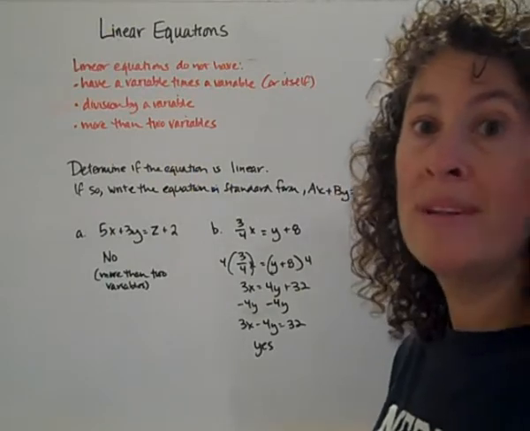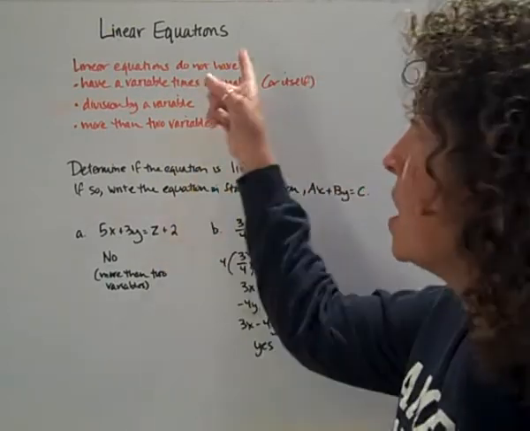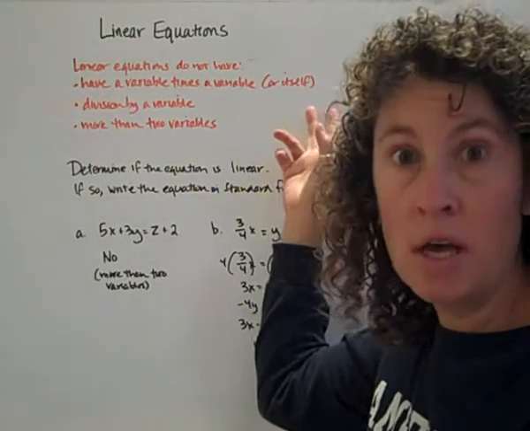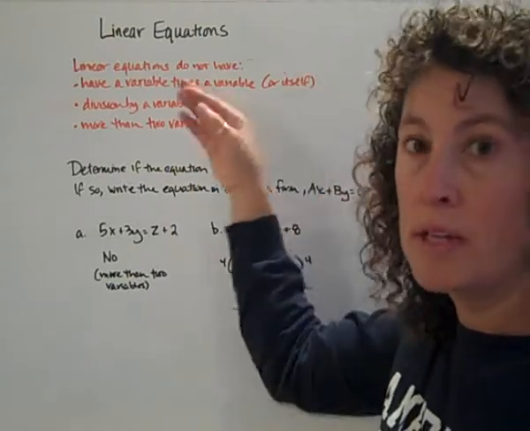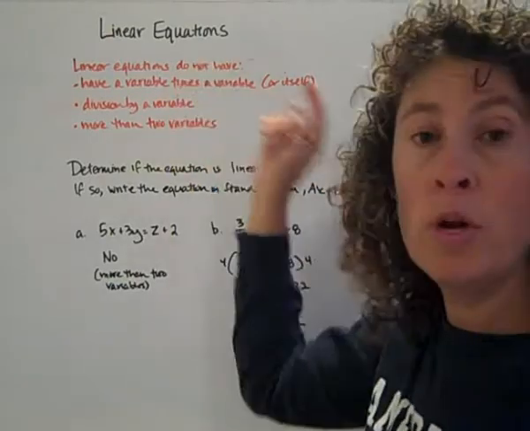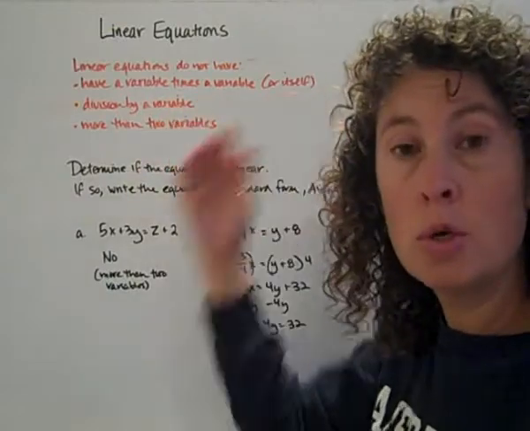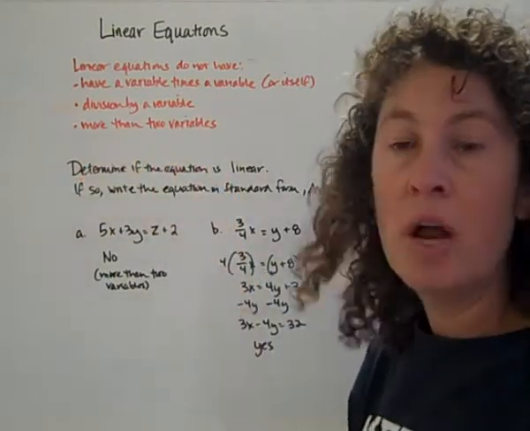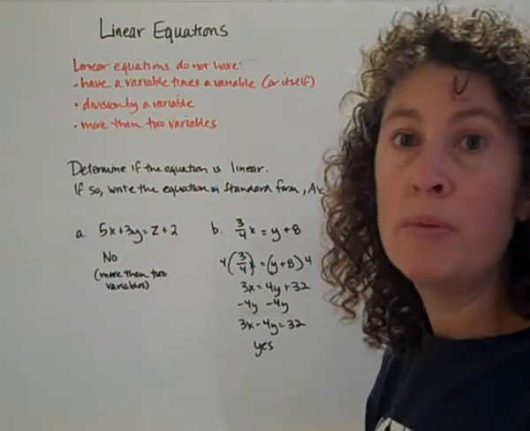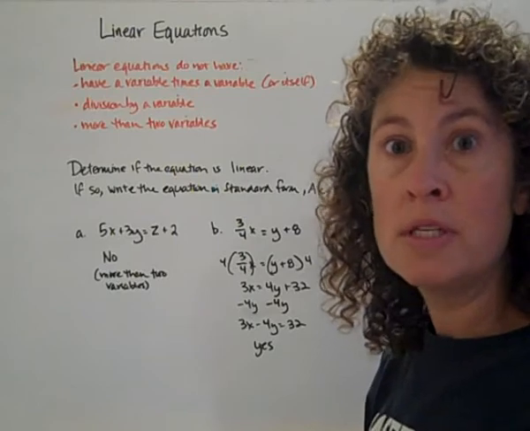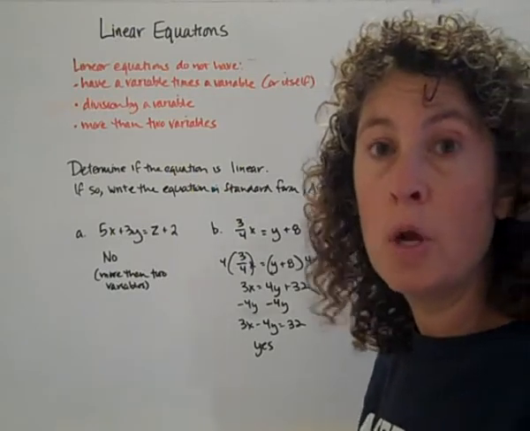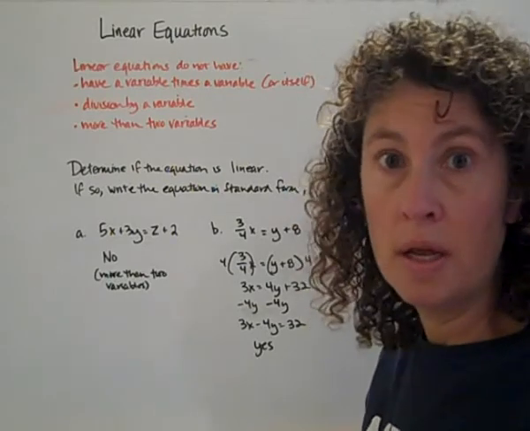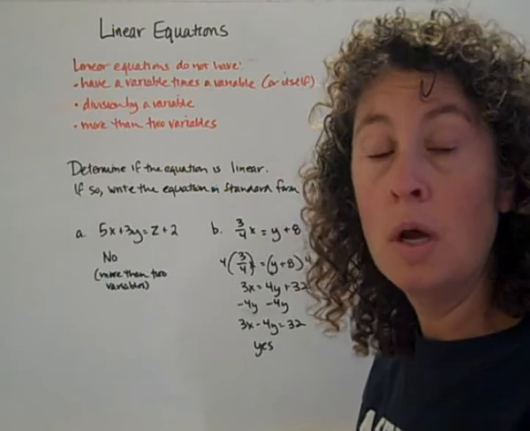So some things that we will not see in a linear equation. Linear equations do not have a variable times a variable, and that could mean a variable times itself, so like x squared or x cubed, that's a variable times a variable. Linear equations do not have division by a variable, so you'll never see a variable in the denominator of a fraction. And linear equations do not have more than two variables, so you might see x and y, you might see a and b, but if you see a third variable, it's not linear. These are perfectly legitimate equations, they are just not linear. They'll make another shape when we look at a coordinate plane and a graph of that particular equation.